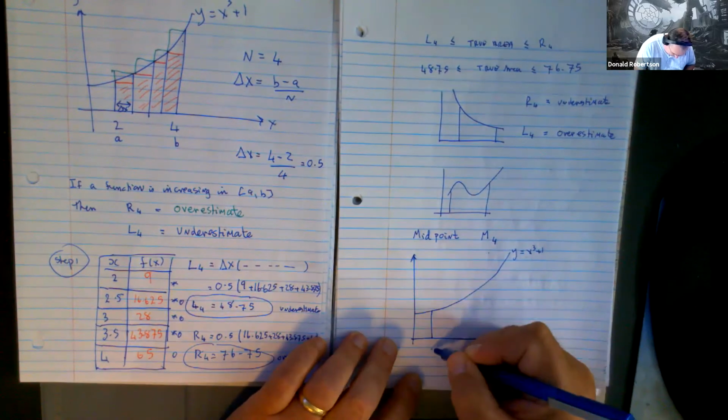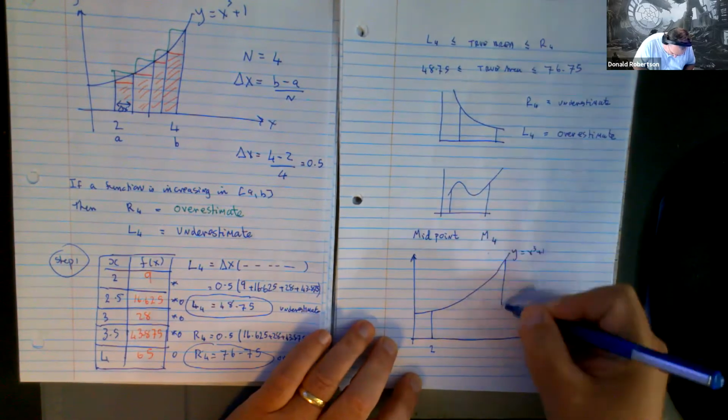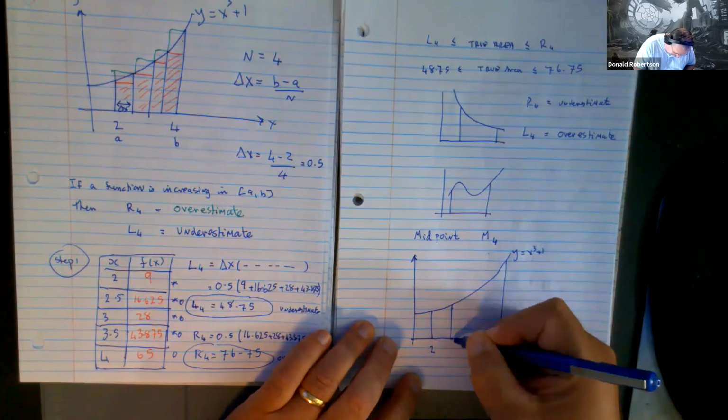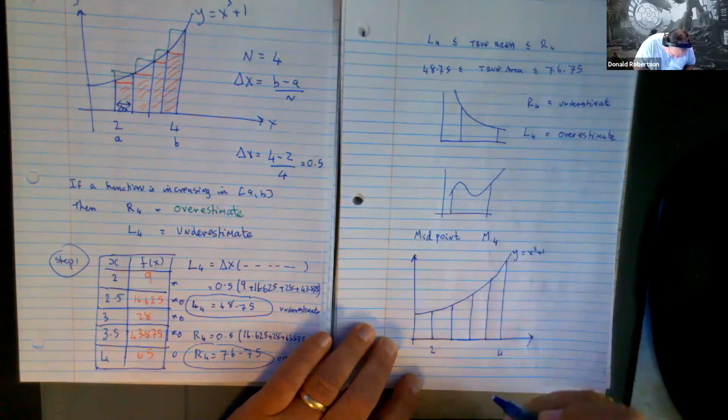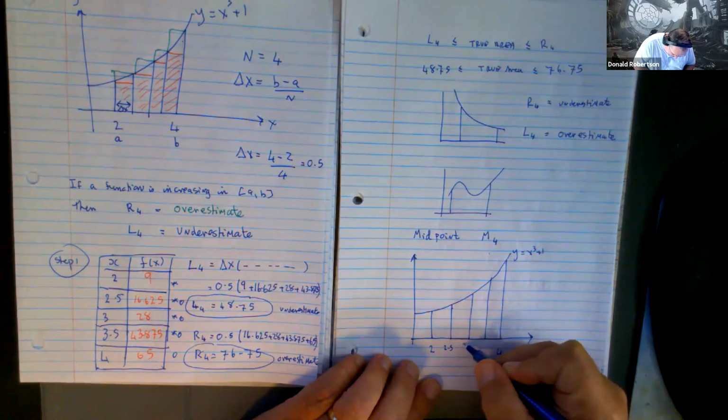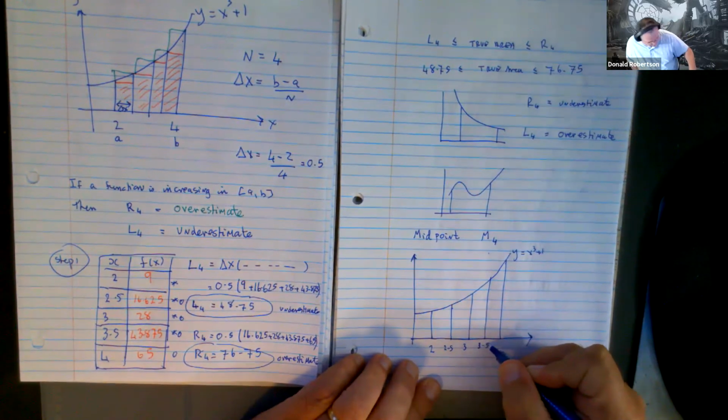You start at 2, you finish at 4. There's the first guy, there's the second guy, there's your third guy. That guy's 2.5, that's 3, that's 3.5, right? That's the guys we use for this table, right?